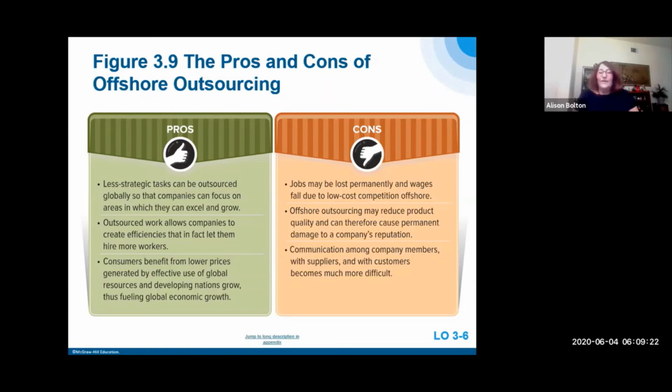Communication. The cultural things, language, customs, are very difficult at times, and that can be more damaging than beneficial.